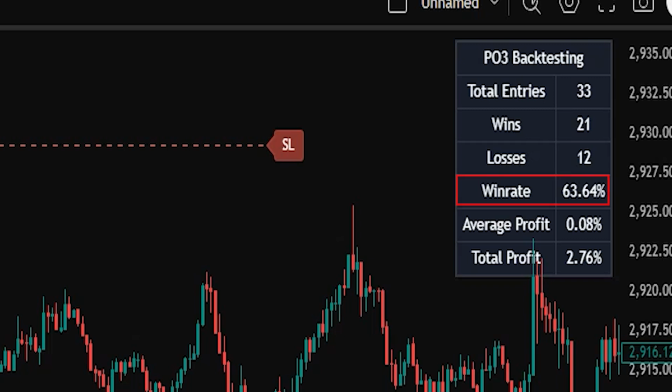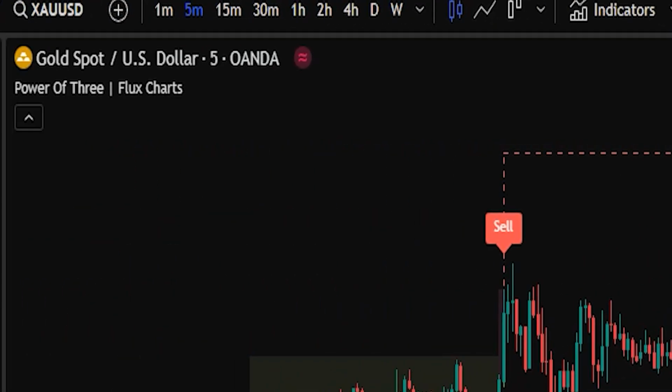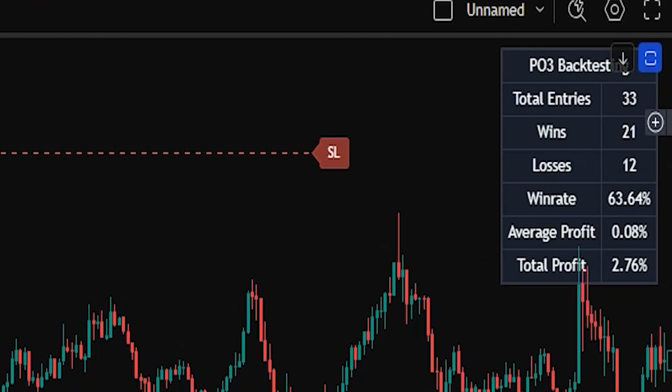And the next part, which is super exciting, reveals the win rate of this indicator on this specific symbol and time frame. For example, I've got the gold chart up right now and we're on a 5-minute time frame. As you can see, in this time frame, a total of 33 positions have been taken, 21 of them were winners, 12 of them were losers, and right now it's giving us a win rate of 63%. For an indicator that single-handedly issues buy and sell signals and pinpoints exact take profit and stop loss zones, that's a pretty awesome win rate.